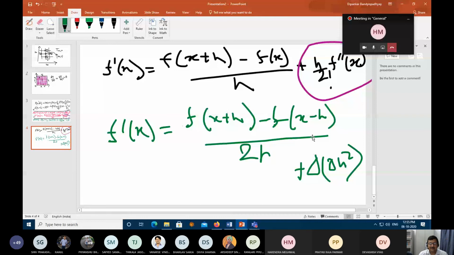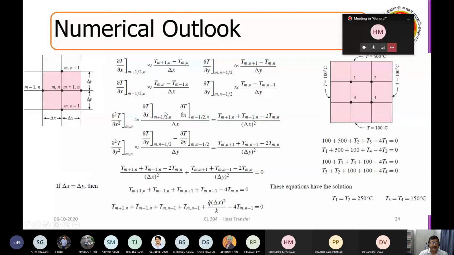So what I do now, let me go back to my slide. For a particular point m and n, you can see that what I did was T(m plus 1, n) minus T(m, n) divided by delta x. I just convert this partial differential equation into an algebraic equation. So you see that we have just now derived delta square by delta x square. What I do, T(m plus 1, n) minus 2T(m, n). So this is the equation that we have derived here.